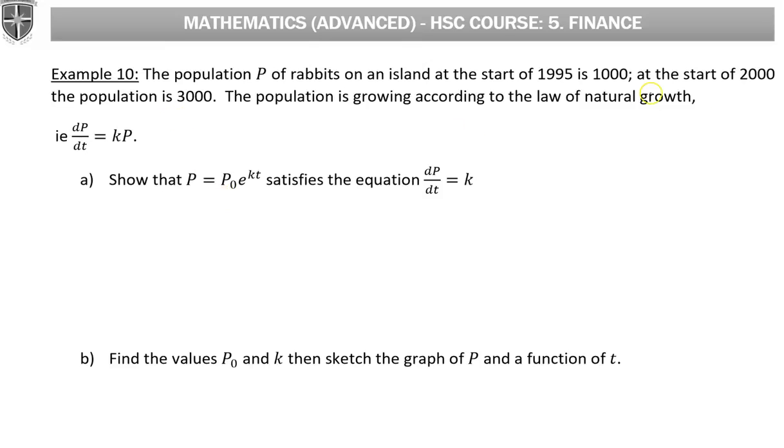And we're told that population growth follows the law of natural growth. This tells us that it's not at a constant rate. I don't just look at the gradient between here and there and assume that it's going to be the same all the way along. No, I know that it's going to follow this sort of pattern here. Show that it satisfies the equation.